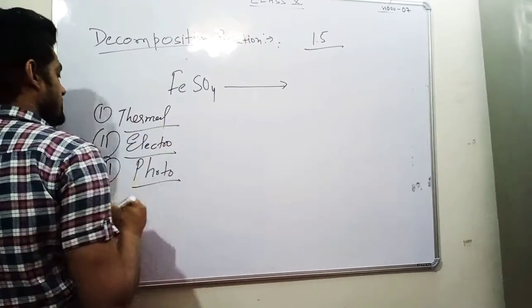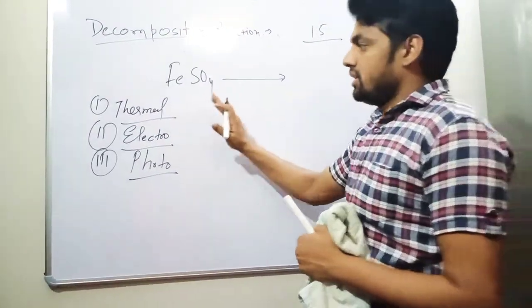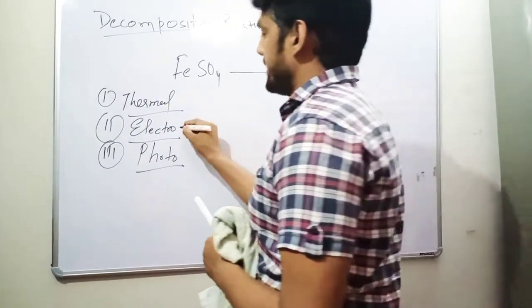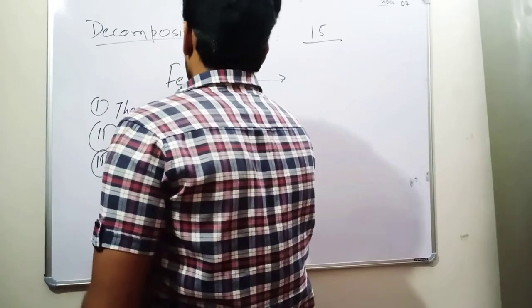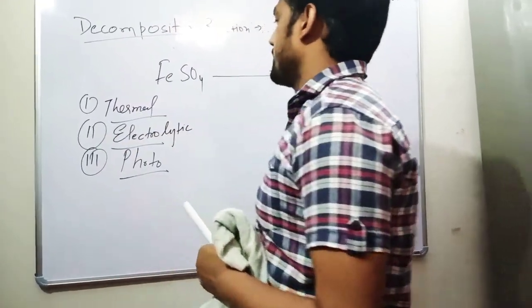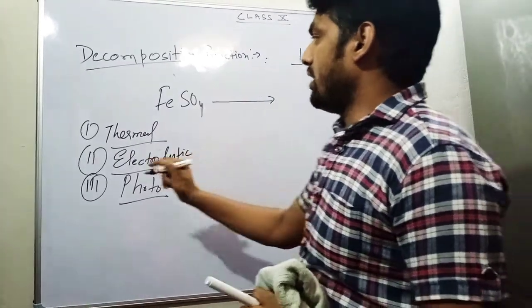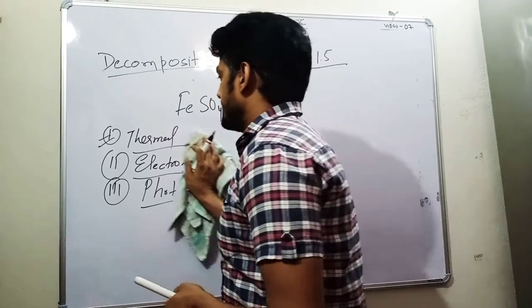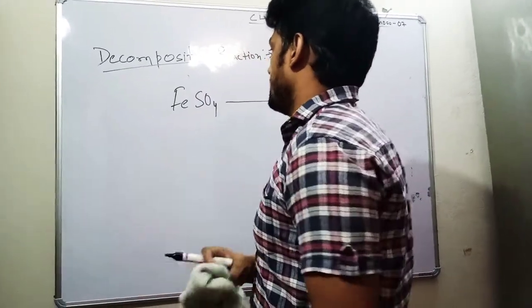Three kinds of decomposition reaction: thermal decomposition, electrolytic decomposition, and photo decomposition reaction. Now we are discussing thermal. Thermal means heat is supplied. In this, we are supplying heat.